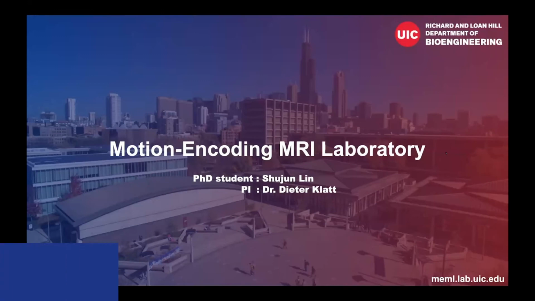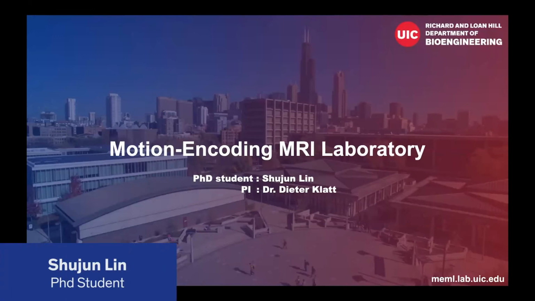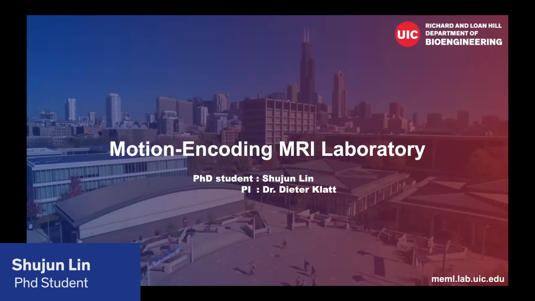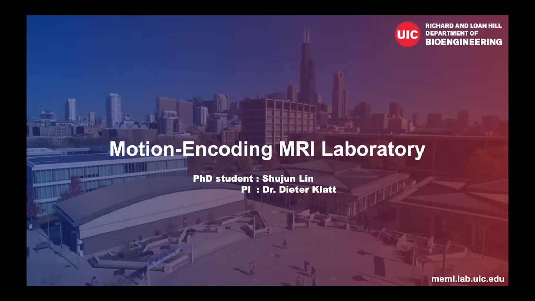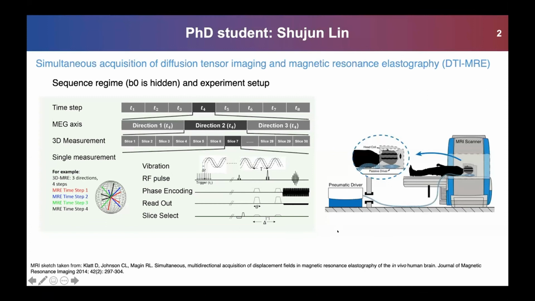Hello, everyone. This is Shujun Lin from the Motion Encoding MRI Laboratory. On behalf of Dr. Dieter Klatt, I will briefly talk about several projects in our lab. The first is my major project in my PhD program, which is simultaneous acquisition of diffusion tensor imaging and magnetic resonance elastography. For those who are not familiar with diffusion tensor imaging and magnetic resonance elastography, I will give you a brief description of these two techniques.